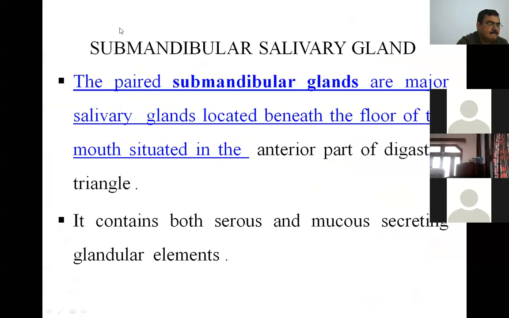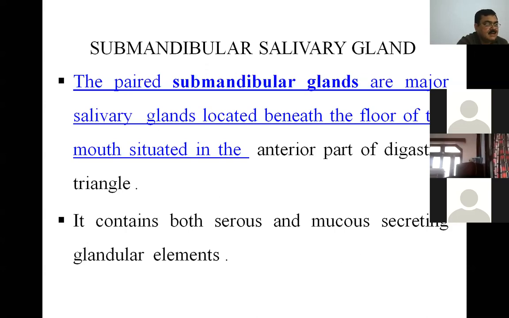Now we'll discuss one important structure present in this region, that is the submandibular salivary gland. It is a paired major salivary gland located beneath the floor of the mouth, in the anterior part of the digastric triangle. So it lies in the anterior part of the digastric triangle. It contains both serous and mucus secreting glandular elements.